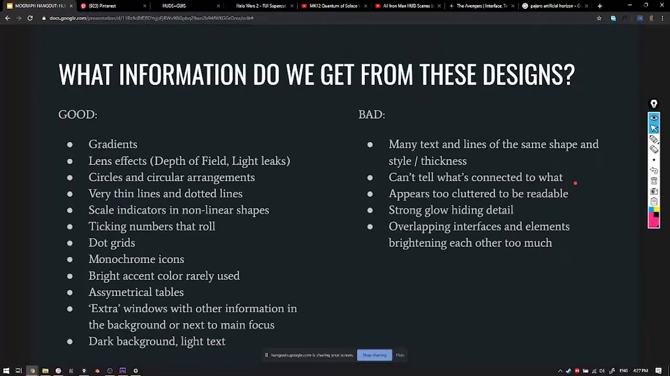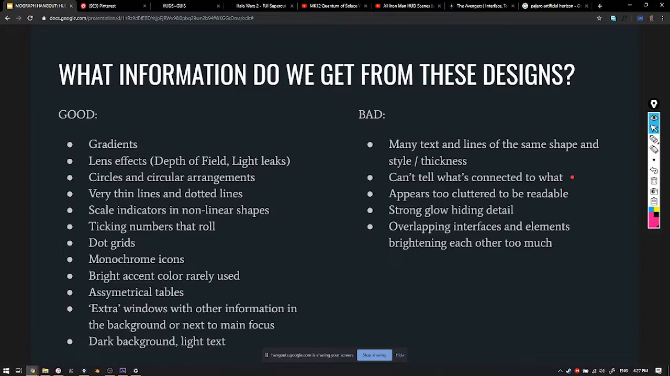Dope. All right. So let's recap. What information did we get from these designs? The good. I like gradients. I like the lens effects, circles and circular arrangements, thin lines, dotted lines, scale indicators, ticking numbers, dots, monochrome icons. It's basically just a long list of everything I saw good and bad in terms of the design. So that as I now go into Photoshop, or as I grab my pen and paper, this is the stuff I'm going to be thinking about.